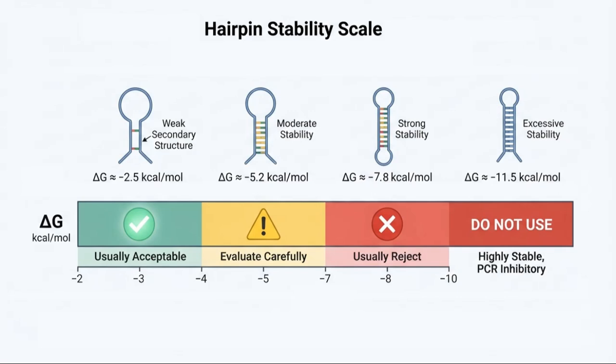Look at the delta G value. The more negative the delta G, the more stable the hairpin. As a practical guideline, delta G around -2 or -3 kilocalories per mole is usually not a concern. Around -5 kilocalories per mole, pay attention. More negative than about -7 kilocalories per mole, especially if the hairpin involves the 3' end, I usually reject that primer and choose another candidate.